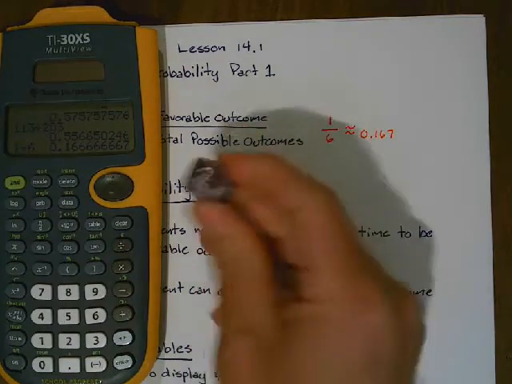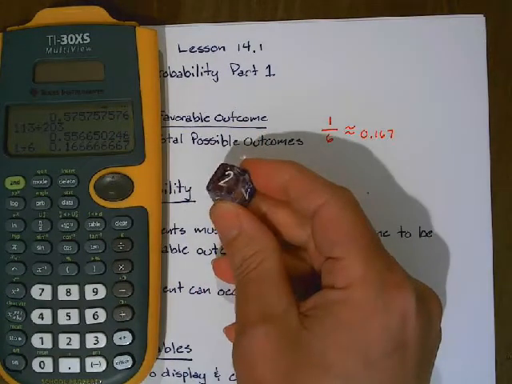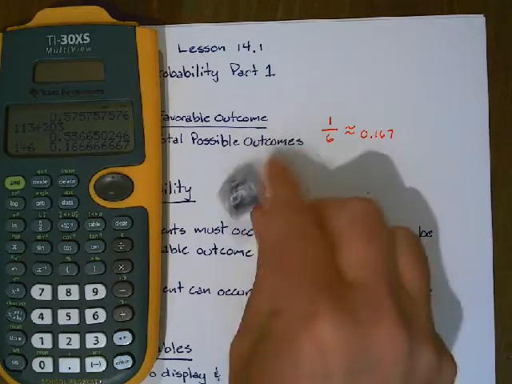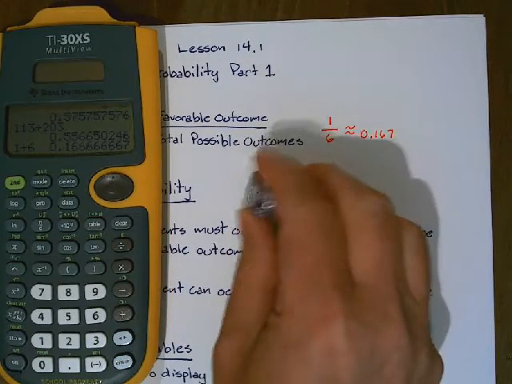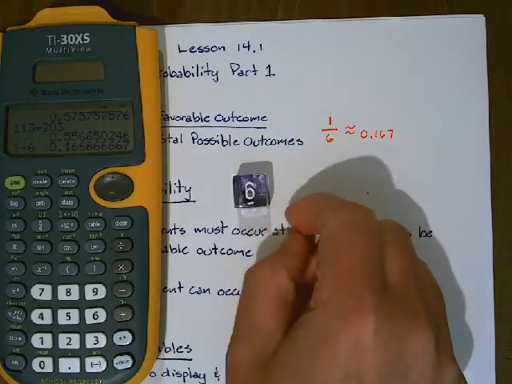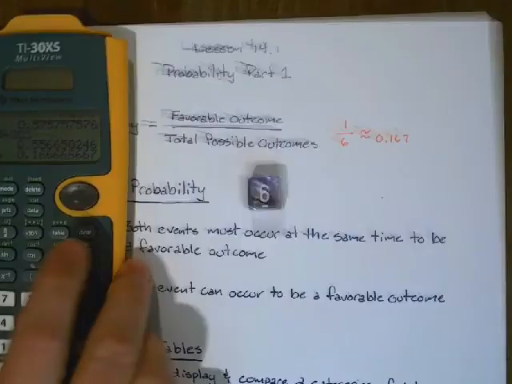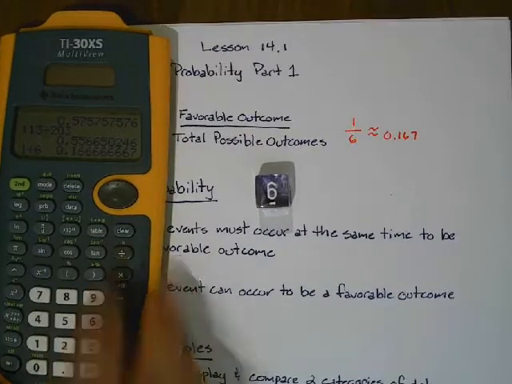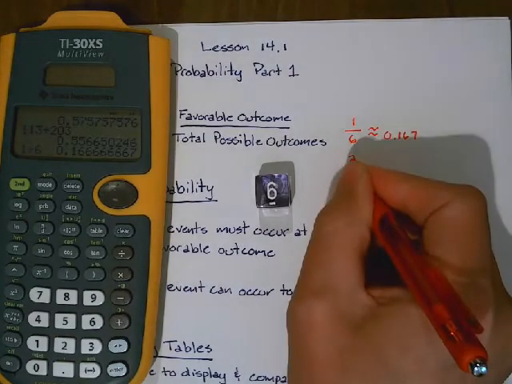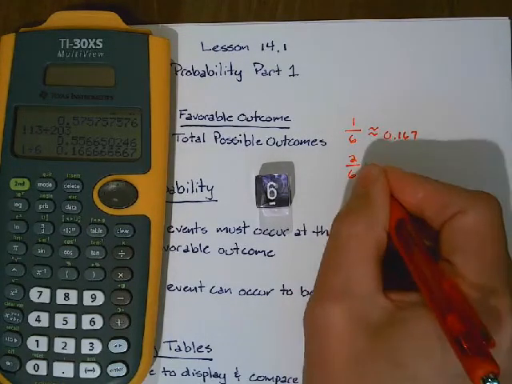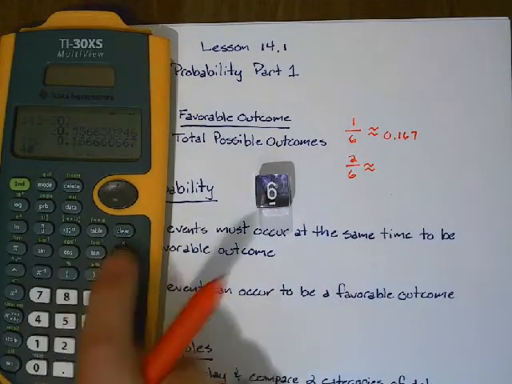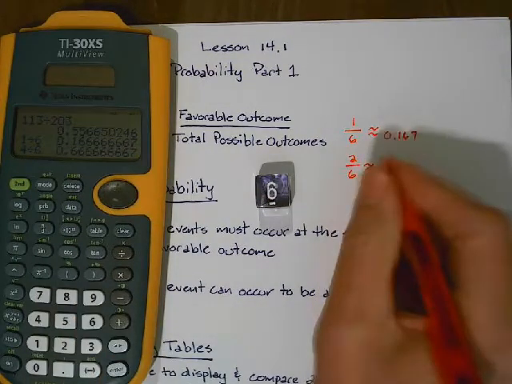Now let's say instead that I wanted to find the probability of rolling higher than a 4. So higher than a 4, there are 2 that are higher than a 4. I could roll a 5 or I could roll a 6. So there are 2 favorable outcomes there. A 5 or a 6 would both be favorable. So I'd say, okay, there's 2 favorable outcomes. There's a total of 6 possible outcomes.